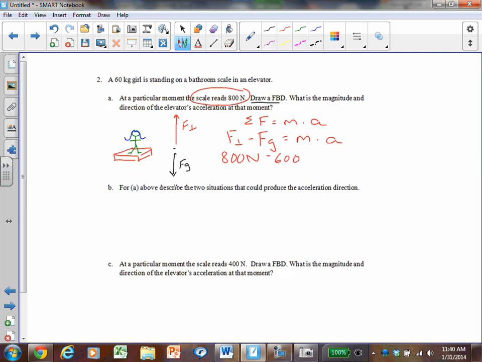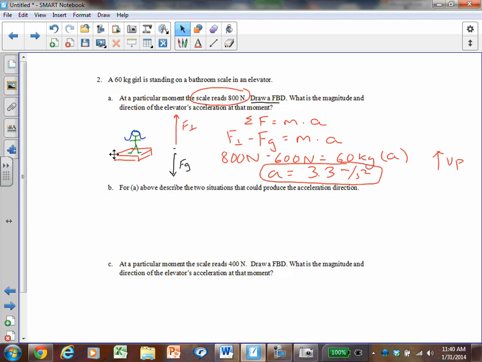What's M? What's A? Oh, you could solve for it. 200 divided by 60 is 3.3 meters per second squared. Right? Now, which direction is that? Up. It's positive in the upward direction because the net force is in the upward direction. For the A above, describe the two situations that could produce that.